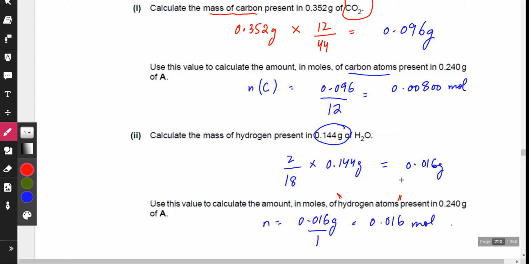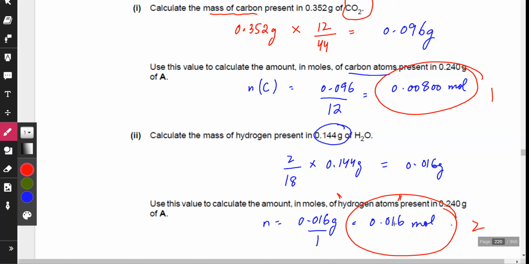So the end result is that you have this many carbon and this many hydrogen. What's the ratio of these? It's 1:2, right? The number of hydrogen atoms in the formula should be double the number of carbon atoms, right?